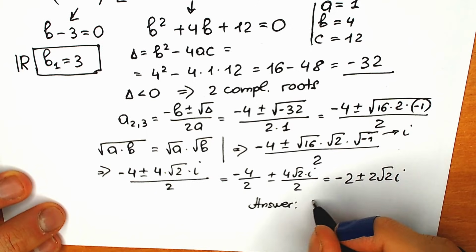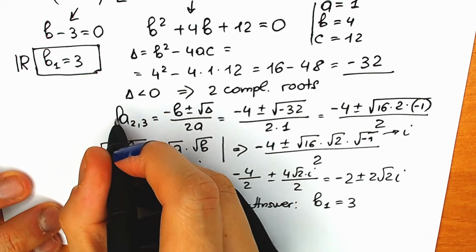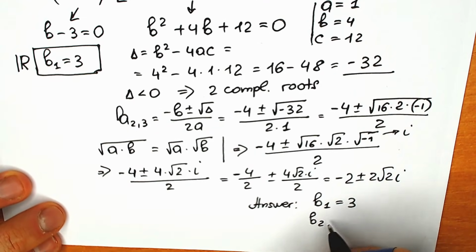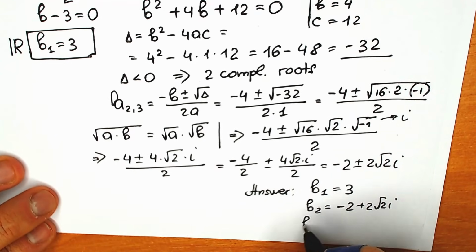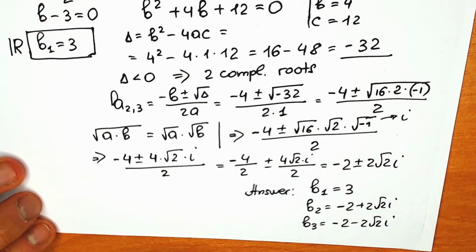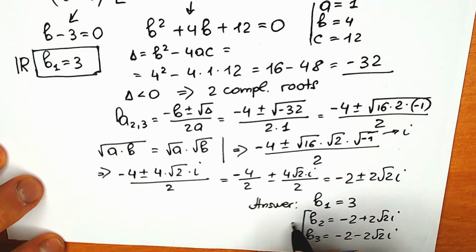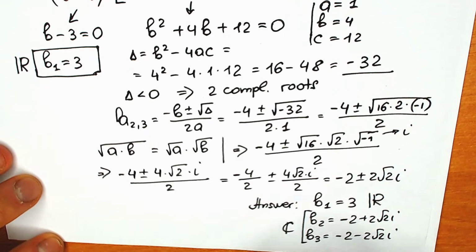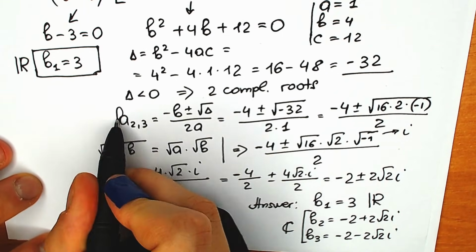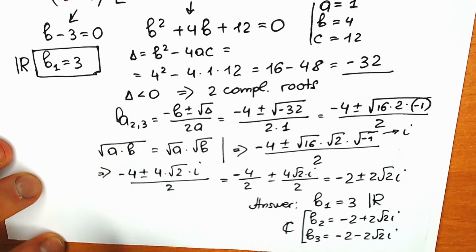So b first equals 3. Right here I wrote a, but this is our b. Then b second equals minus 2 plus 2 square root of 2 times i, and the third root, b third, equals minus 2 minus 2 square root of 2 times i. Really great. These are our two complex roots, and of course this one is a real number root. So this is our answer to this question. I forgot a little bit because of these coefficients, but the coefficients are the same. I hope you understand it.